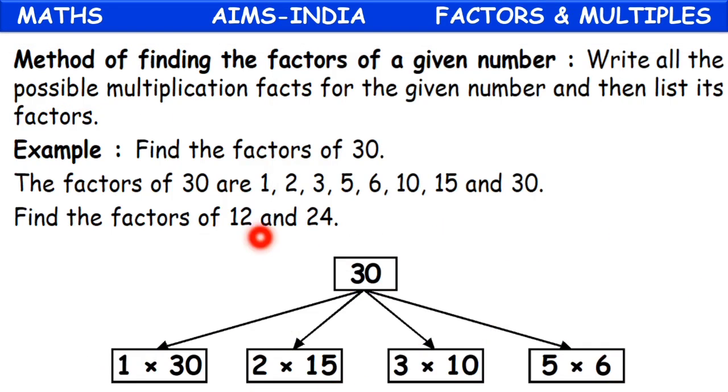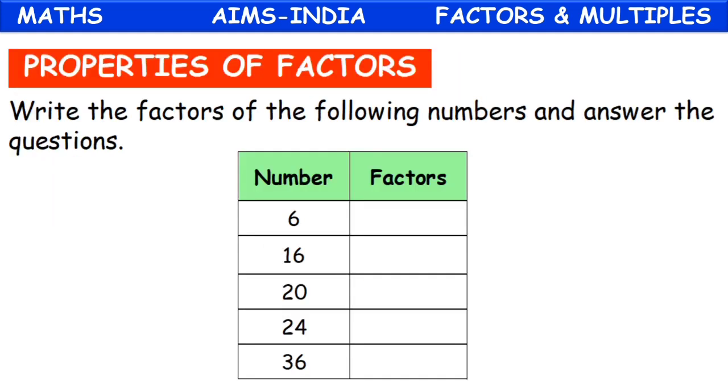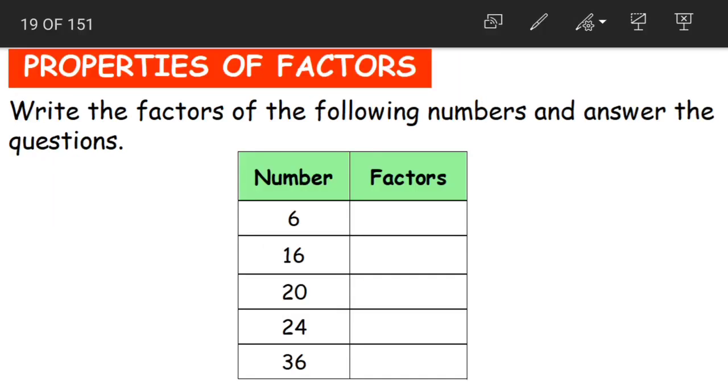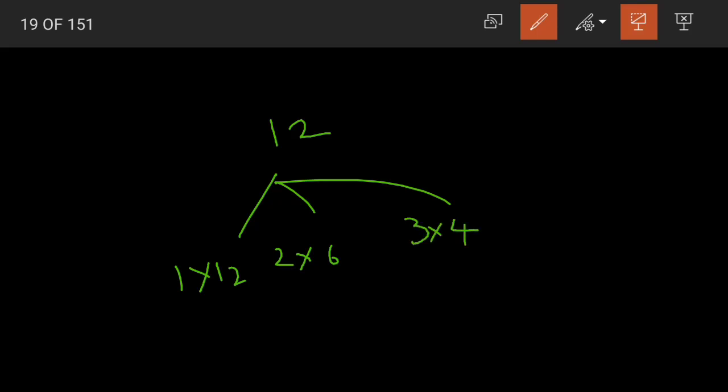Next, what should we do? We should find out the factors of 12 and 24. See, for 12, we have 1 12s are 12, 2 6s are 12. Yes or no? 3 4s are 12. That's it. 12 comes only in these 3 tables.